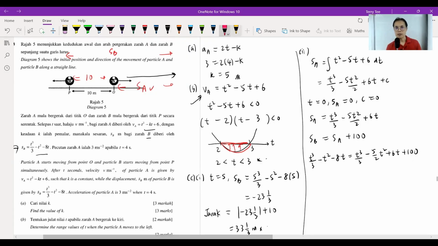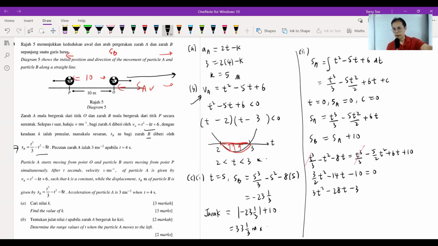Now, these two we can cancel. Notice the same function, cancel, right? This will be minus t squared. Okay, I know the fraction is a bit hard to see. If you bring to the right, this is 5 over 2 minus 1 over 2 minus 1 is 3 over 2 t squared minus 8 minus 6 minus 14, then you minus 10 equals 0. We can multiply by 2, right? Okay, sorry, it's not 100, it's 10. Wrote wrongly, 10. This is 3t squared minus 28t minus 20.